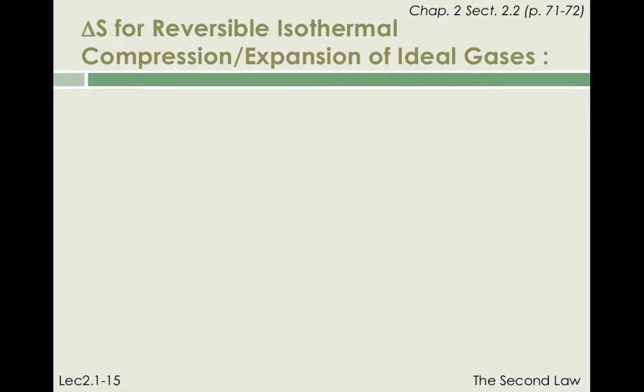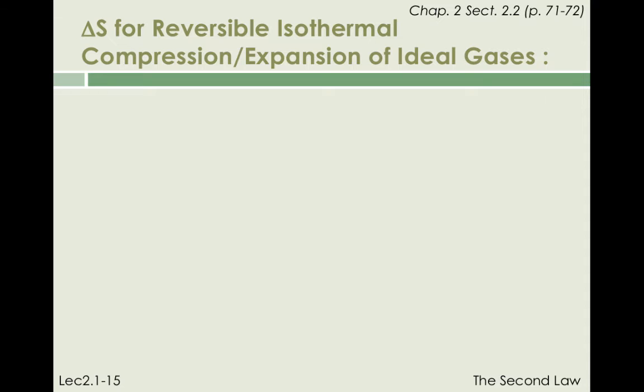Over the next 3 slides, we apply the definition of the entropy change for the system, dS equals dq reversible divided by T, to the cases of isothermal, isobaric, or isochoric processes. We first consider the isothermal expansion or compression of an ideal gas.